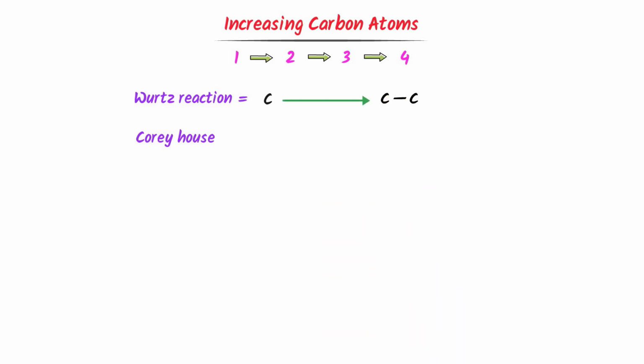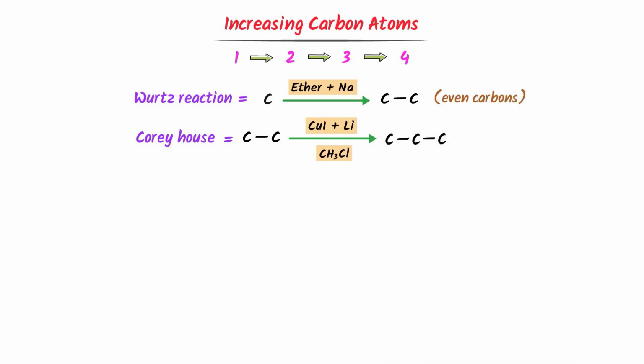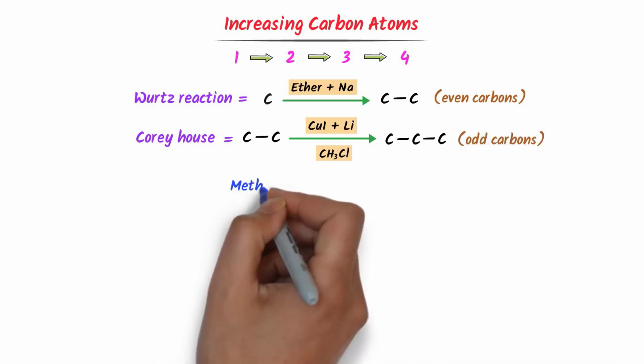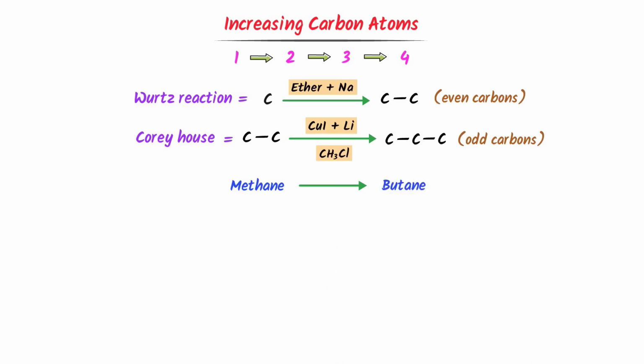Remember that we always add sodium and ether. In Corey-House reaction, we convert 2 carbons to 3 carbons. Remember that we always add copper iodide, lithium and methyl chloride in it. In other words, we use Wurtz reaction to get even carbon numbers, while we use Corey-House reaction to get odd number of carbons. For example, convert methane to butane.